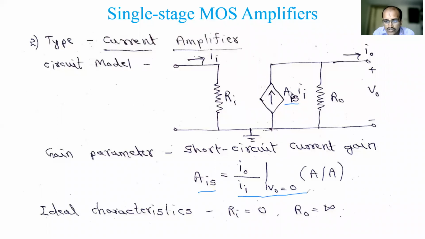Output is short circuited. So voltage is 0 means what? Short circuit. Current is 0 means what? Open circuit. This you know in network theory. Okay, so this is about the short circuit current gain.